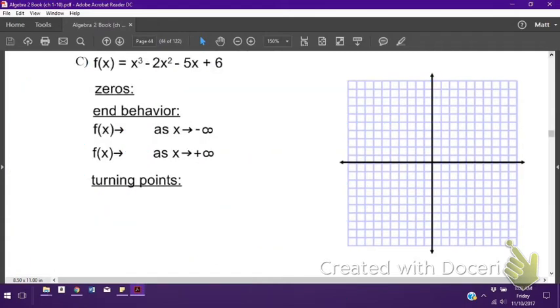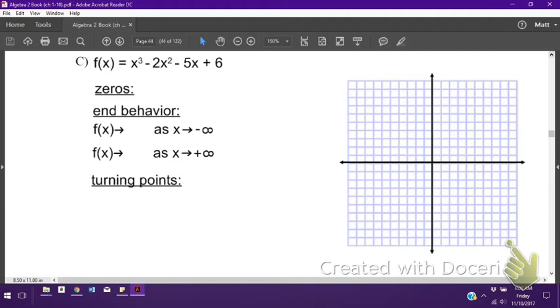Alright, as we look at this one, our function is x cubed minus 2x squared minus 5x plus 6. Well, gosh darn it, they don't give us the zeros. But we can figure out the zeros in just a little bit. Meanwhile, let's look at the other stuff. Okay, well, I have a leading coefficient of 1. And I also have a degree of 3. So let's make sure that we get those down and then kind of determine what kind of graph we have.